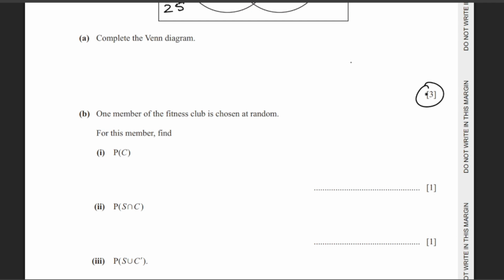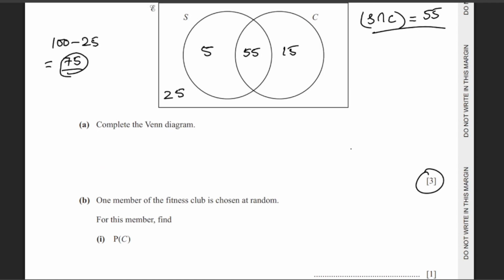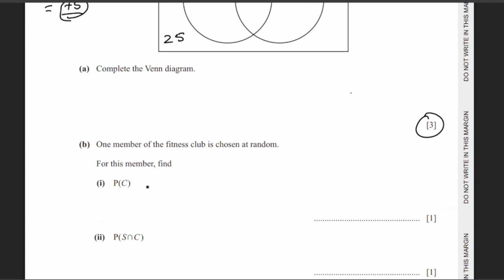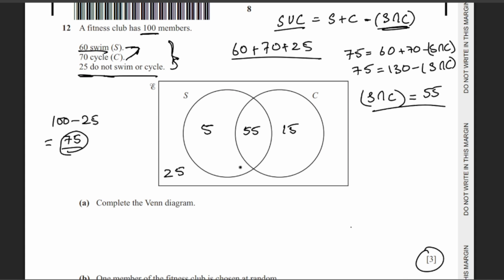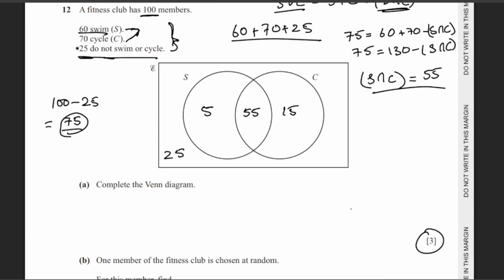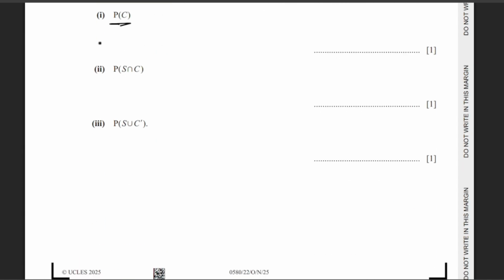One member of the fitness club is chosen at random. For this member, find P(C), which is basically the probability of picking a person who cycles. That would be the number of people who cycle over the total, which is 100, and that is your answer. 70 over 100, or you could write it as 7 over 10.